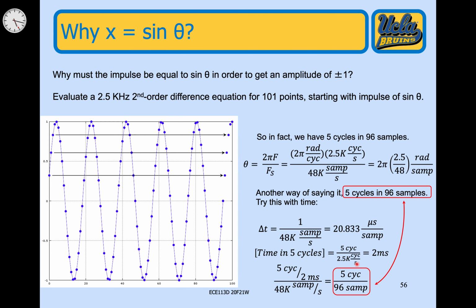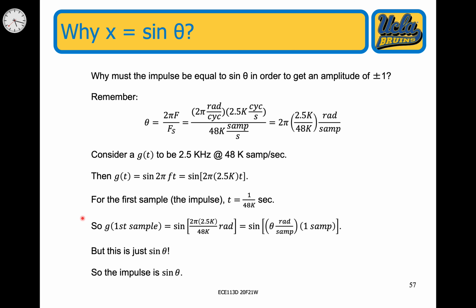And note that when you evaluate it, it's always just plus and minus 1. So it is the sine function. It's not amplified. Another way of saying it is the impulse has got to be equal to sine theta in order to get an amplitude of plus or minus 1. Again, we're back to this expression here. If you consider some other function, g of t, to be 2.5 at 48k, then g of t is this thing, 2 pi sine ft.